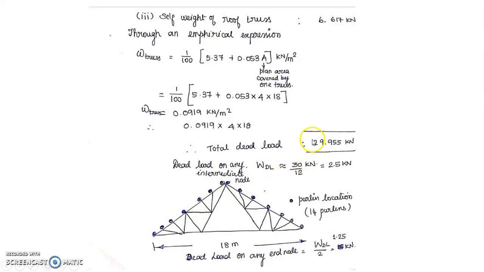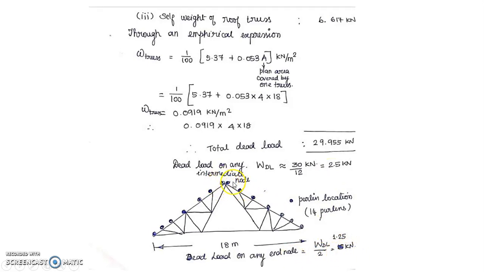Therefore, I'm dividing this total load, that is rounded off to 30 kilonewton, divided by 12. This is nothing but the number of node points. This 30 kilonewton has to be distributed uniformly. Therefore, any one intermediate node is subject to a maximum dead load of 2.5 kilonewton. But when I want to calculate the load on any one end node point, it is nothing but the load expected on any one intermediate nodal point divided by 2, I'll get the end node point loads.